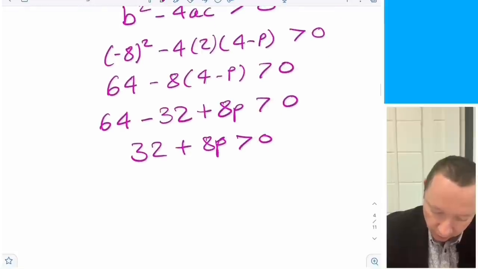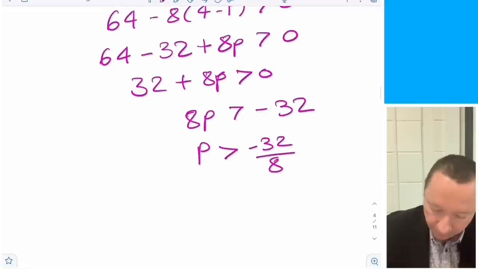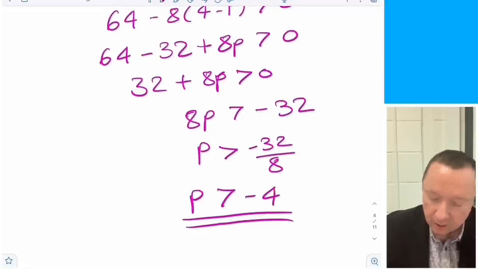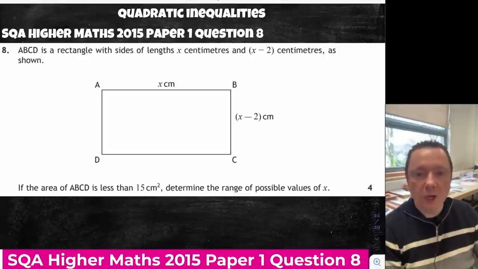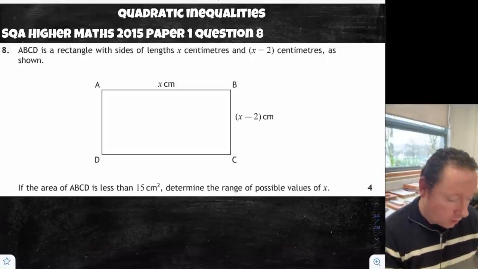Take the 32 to the other side, we get 8p is greater than negative 32. So p must be greater than negative 32 over 8. 8 fours is 32, so p is greater than negative 4. And we're done. Okay, looking at quadratic inequalities, SQA Higher Maths 2015, paper 1, question 8.